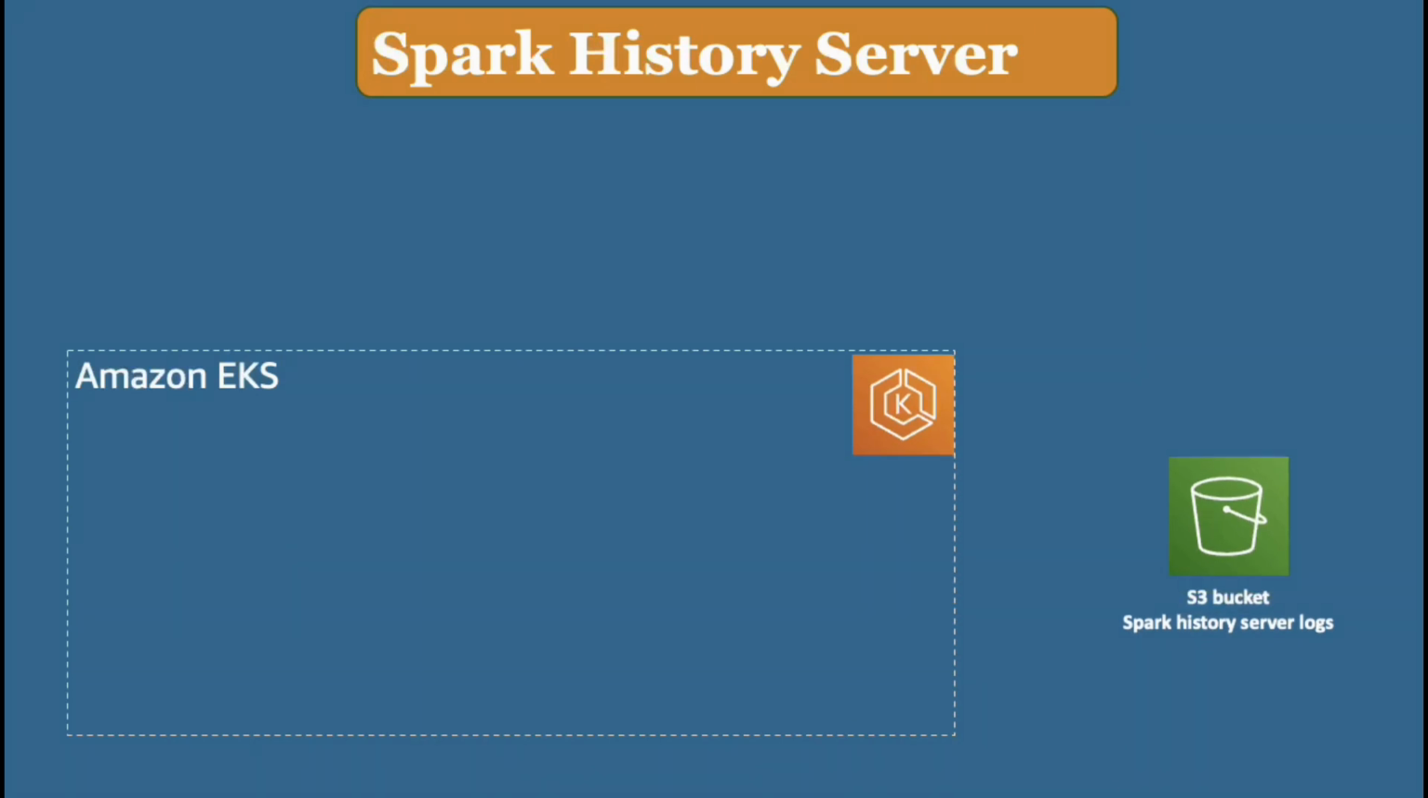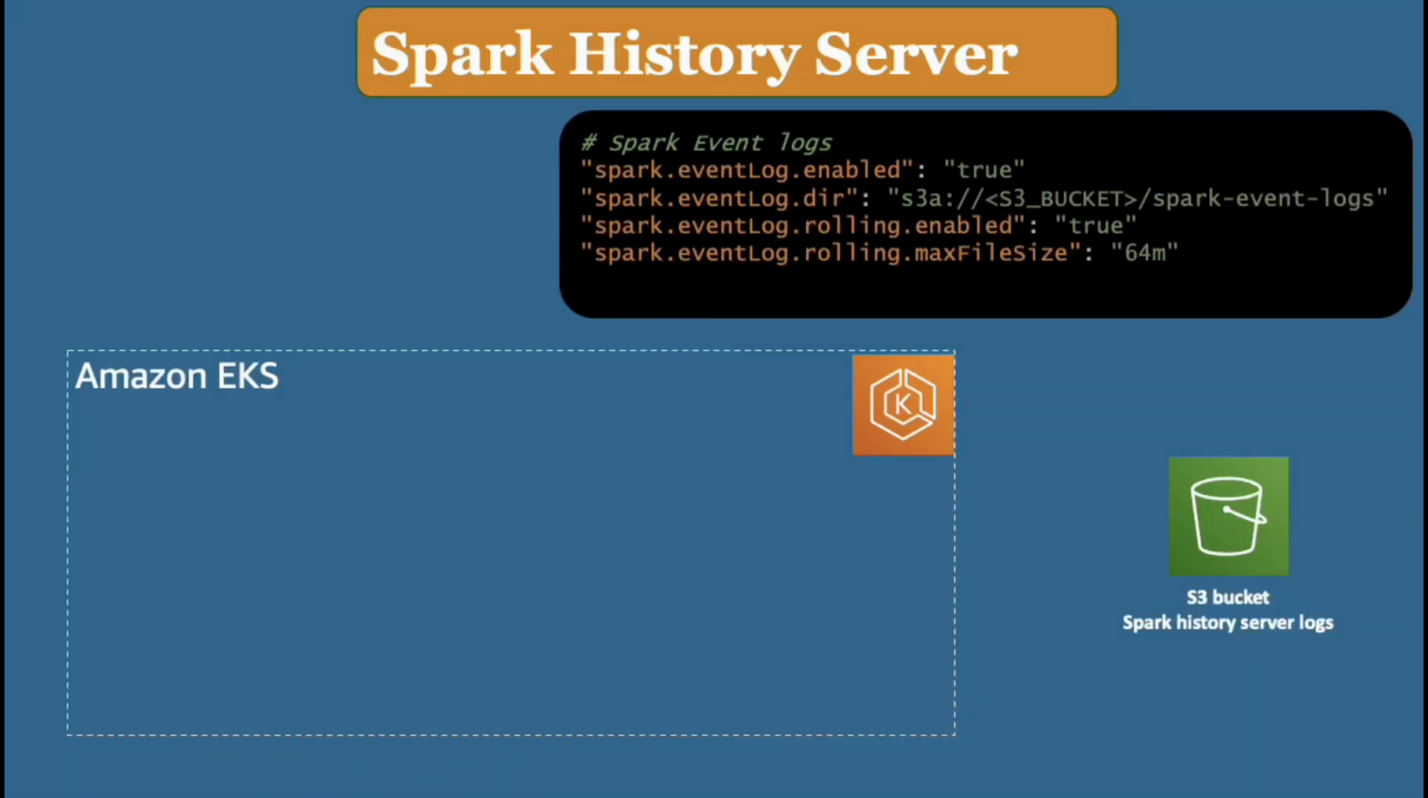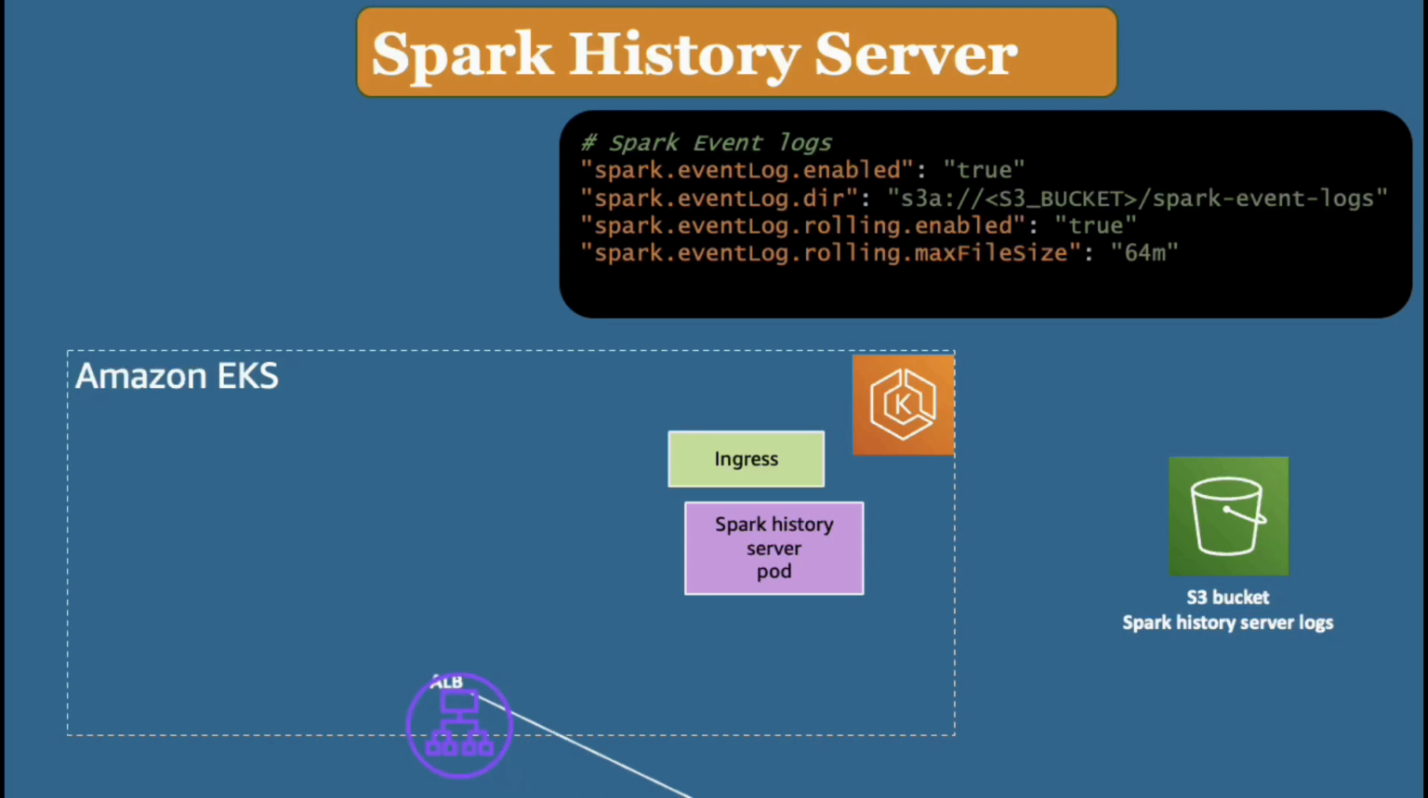And apart from that, Spark also provides a powerful feature called the history server, where you can monitor the execution progress of the various Spark jobs, right? For example, you have an EKS cluster where you also configure an S3 bucket for storing all the Spark event logs. So this is a sample configuration, and you deploy a Spark history server within the cluster, and you create an ingress object. That means an ALB is created to expose this Spark history server pod.